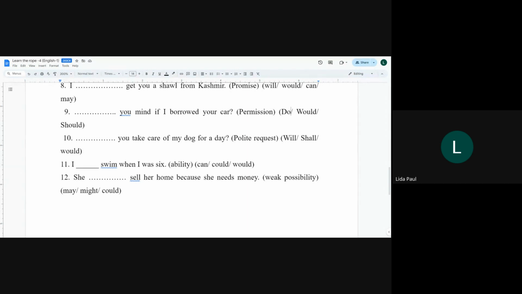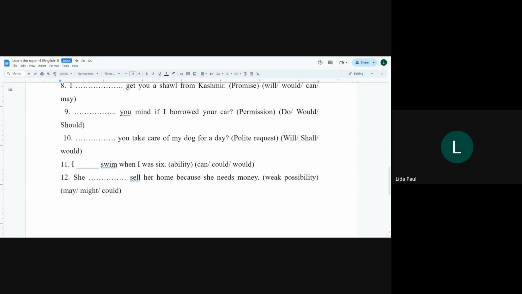I dash swim when I was six. Ability. That's tricky. If you have understood those previous sentences, this shouldn't be a problem. I could, ma'am. Sentence shows ability. Correct, right? So it's in the past tense. I was six. You're going to use could because that's the choice you have when the sentence is in past, right? Although could doesn't give the tense by itself. So I could swim when I was six, right?